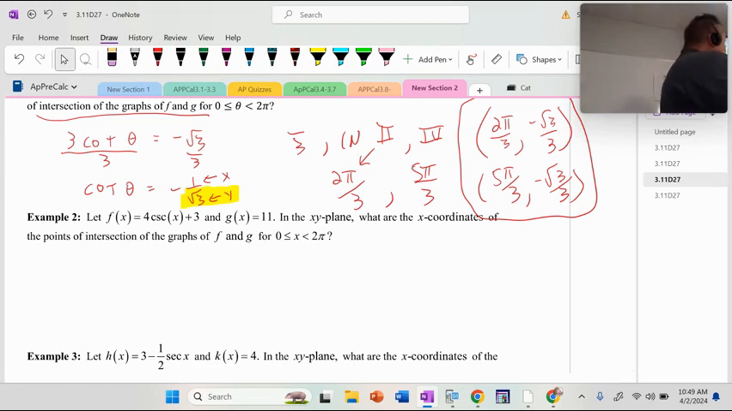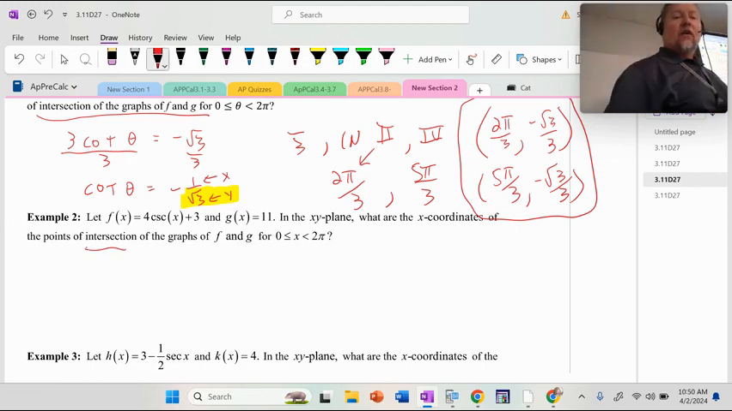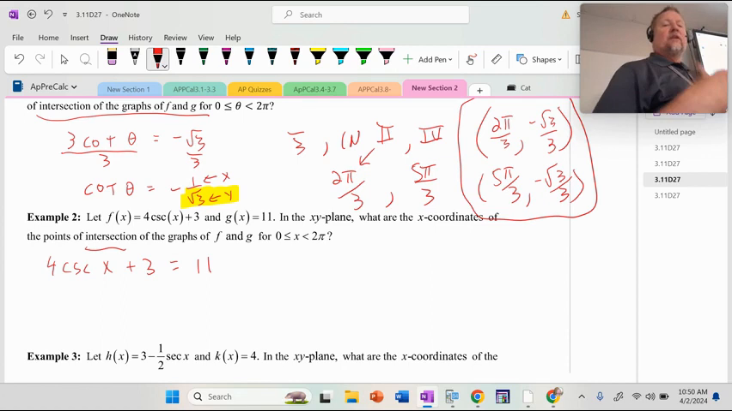Let f of x, let g of x, great. In an xy plane, what are the x coordinates of the points of intersection? Okay, just the x coordinates. So I'm just solving for x. And the points of intersection are when these two graphs are equal. So again, the AP version of these. Read the question and assess what they're asking and then set up the situation. You'll see how easy this should end up becoming.